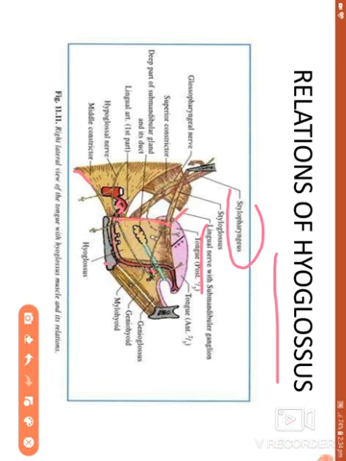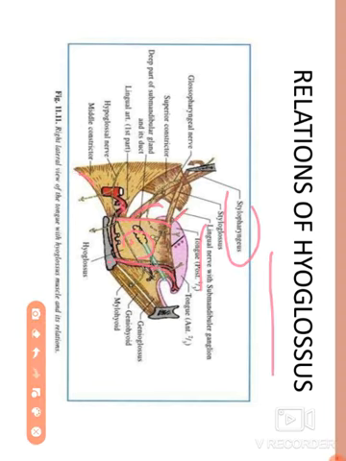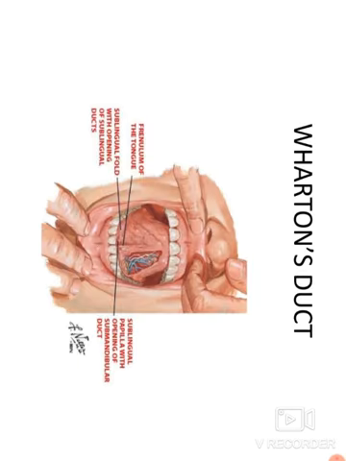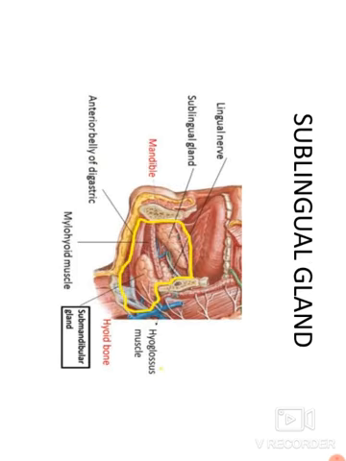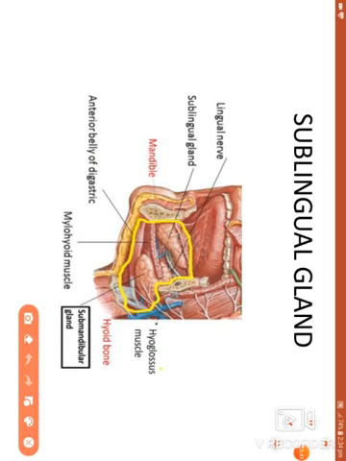So this muscle is the hyoglossus. Here are the structures lying superficial to the hyoglossus and the structures lying deep to the hyoglossus muscle. Then here you can see the sublingual salivary gland in the sublingual fossa.